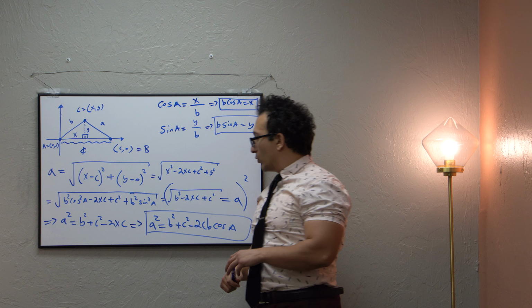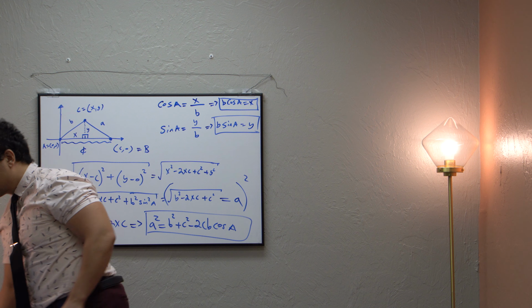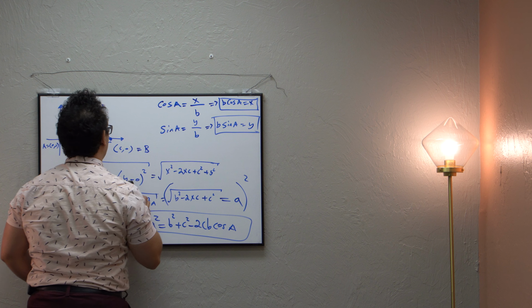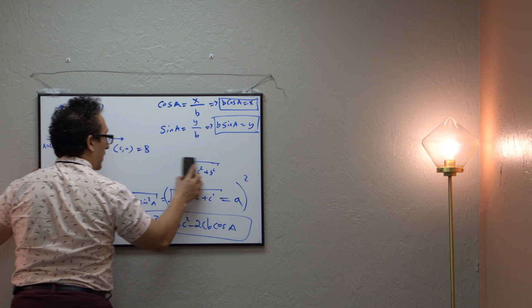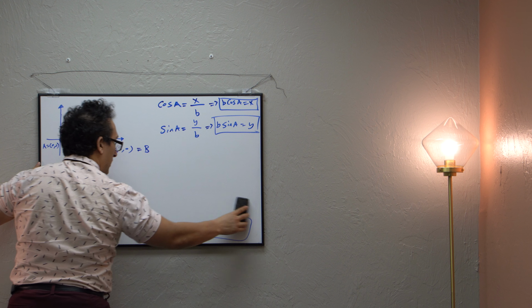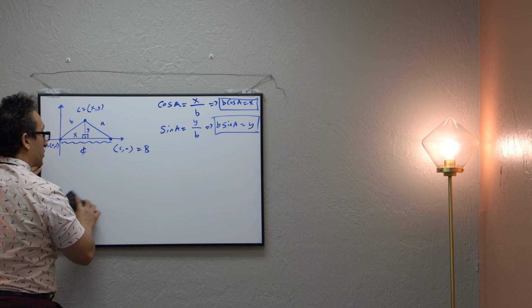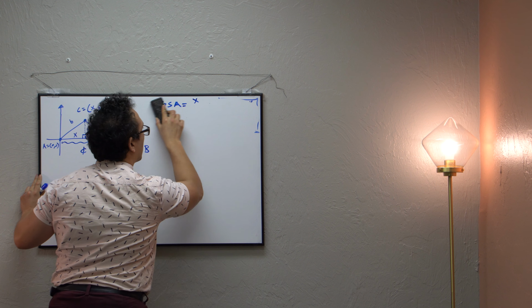Okay, so that's one of them. That a squared is equal to some stuff. Let's derive the rest of them, all right? And it's not that difficult to do because you follow this same chain of steps here.